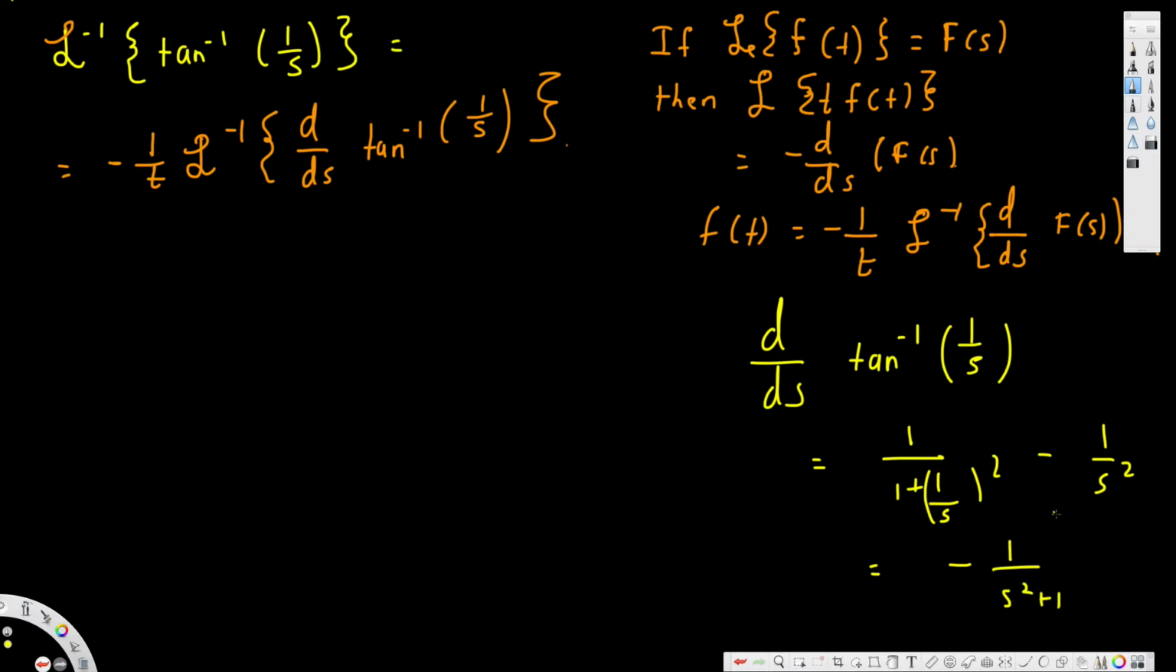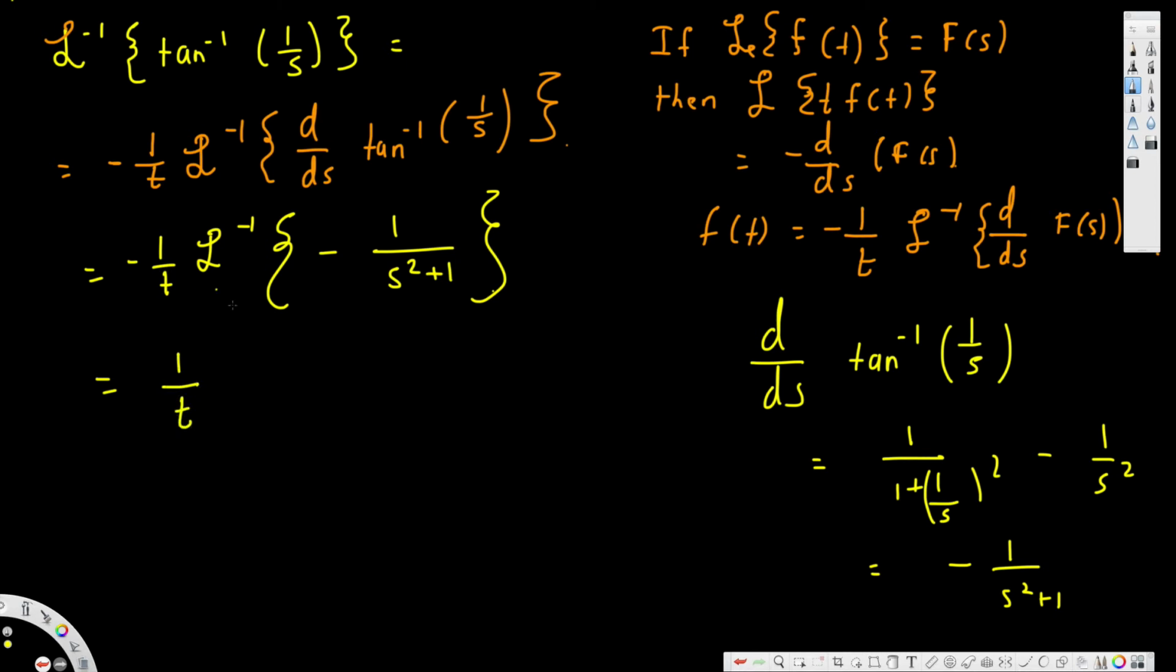Here we are taking the derivative with respect to s of tan inverse 1 over s. If we do that, we will end up with this one. Now we are going to plug that in here. We found the derivative, so 1 over t Laplace inverse of minus 1 over s square plus 1. And here you can see we have a minus outside and a minus inside, minus times minus is plus, so we can eliminate both of those minus signs.